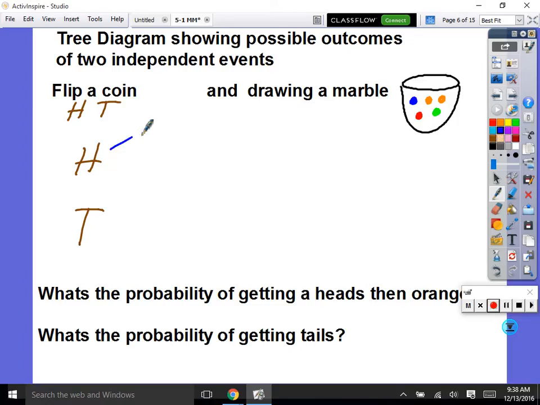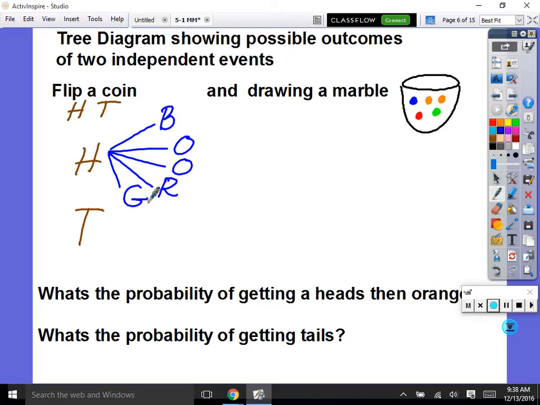We could get a blue, correct? We could then get an orange. We could get an orange, correct? We could get a red. We could get a green. Everybody see how I'm just making a tree diagram? Are those all the possibilities? Yep.